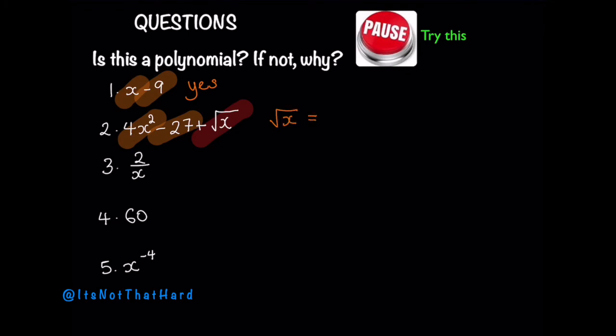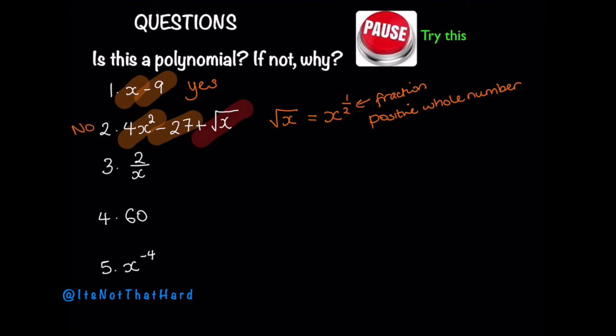The square root of x can also be written as x to the power of 1 over 2. And what do we see? We see a fraction. In the beginning of the video, I told you that the exponent in a polynomial must be a positive whole number. So that means no fractions allowed. It has to be a whole number. And here we don't have that, which means that no, this is not a polynomial.